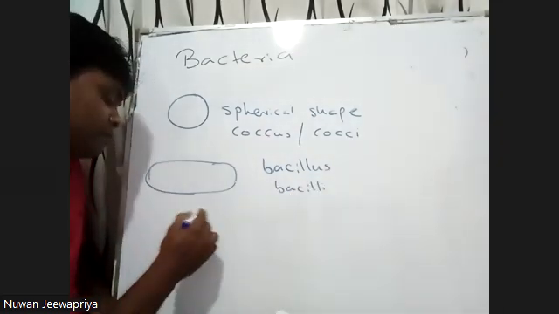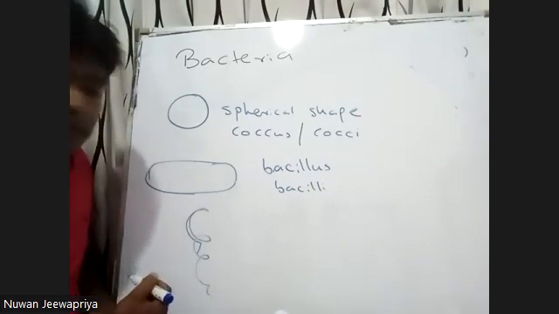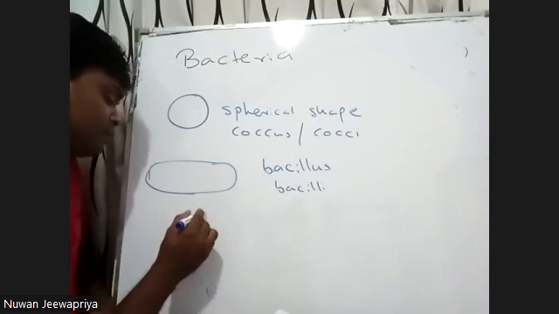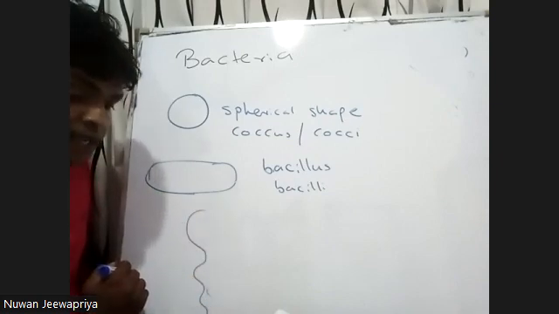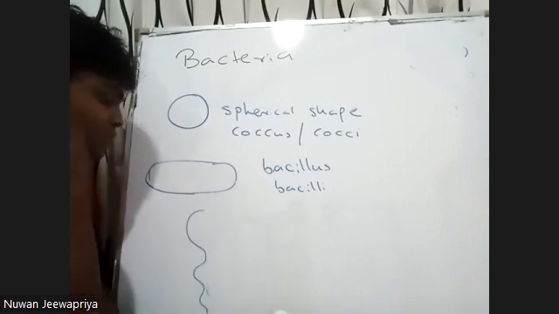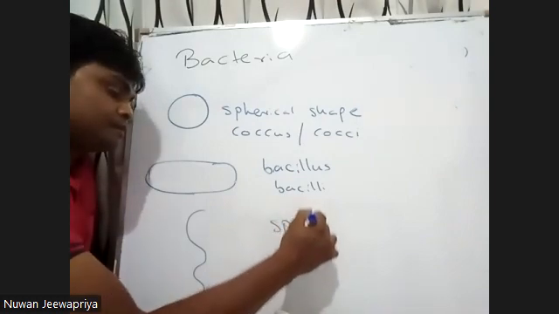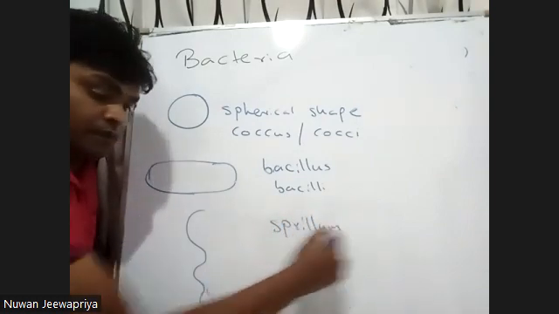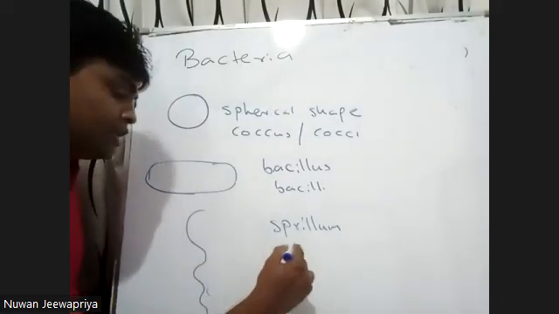Sometimes the bacteria may be seen in this way, in a spiral shape, right? Bacteria may be spiral in shape like this. These kinds of spiral shaped bacteria we call spirillum, or the plural term is spirilli.